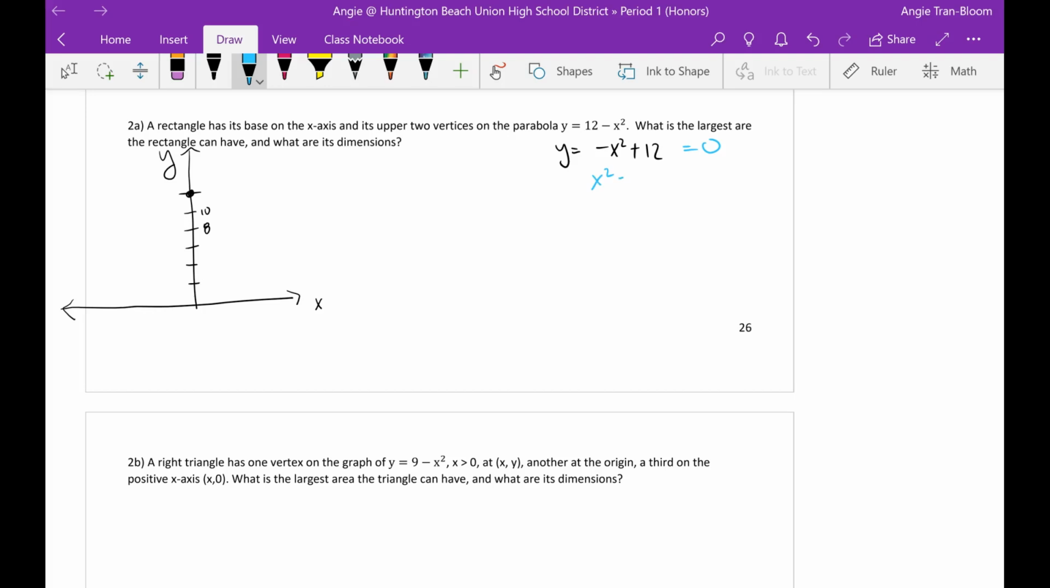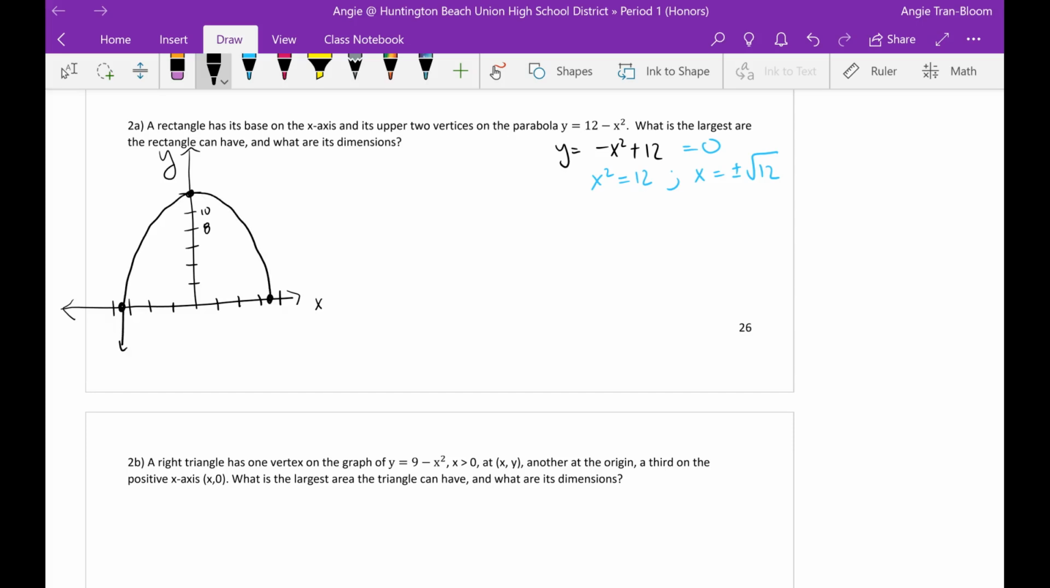Move it over so I can have this. That means x equals plus or minus the square root of 12. And the square root of 12 is, I would say, what? The square root of 16 is 4. The square root of 9 is 3. So in between 3 and 4. So I'm going to mark 1, 2, 3, and 4. Okay, so you're going to have an x-intercept of this upside-down parabola in between 3 and 4.